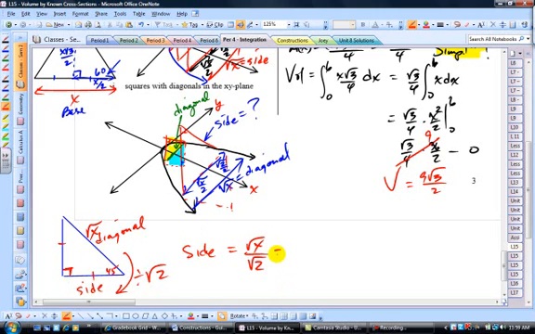And we can't leave it like that, guys. We have to rationalize it, right? So let's do that. What do you get? The root of 2x divided by 2. So that's your side length right there. And then you can find your cross-sectional area.